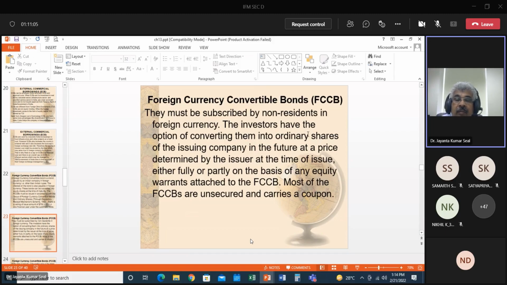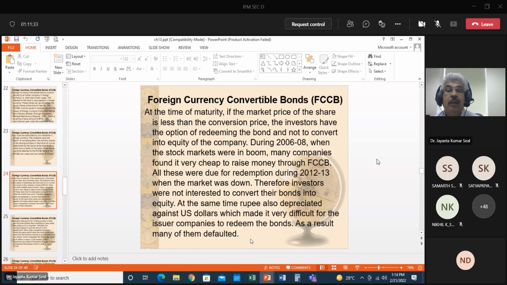See, the investors have the option of converting them into ordinary shares of the issuing company in the future at a price determined by the issuer at the time of issue, either fully or partly on the basis of any equity warrants attached to the FCCB. So if you produce the warrants, you will get equity shares. If you do not produce the warrants, you will get back money. Most of the FCCBs are unsecured and carry a coupon. Coupon means they carry a fixed rate of interest. So at the time of maturity, if the market price of the share is less than the conversion price, the investors have the option of redeeming the bond and not converting into equity of the company.